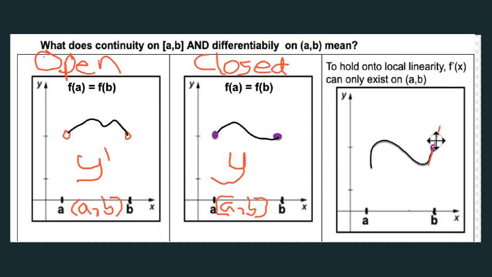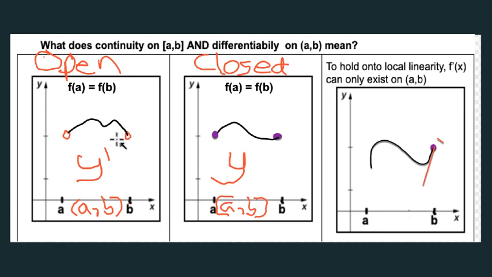So to have local linearity, I have to be able to extend the curve. The curve has to extend to the right of the point and to the left of the point. So here, my tangent is actually only to the left. There's my tangent. I don't have the tangent extending to the right. So since I can't have a tangent drawn on the left and right side of that endpoint, it's not differentiable. Hence, why we say a function is differentiable only on an open interval. Okay?